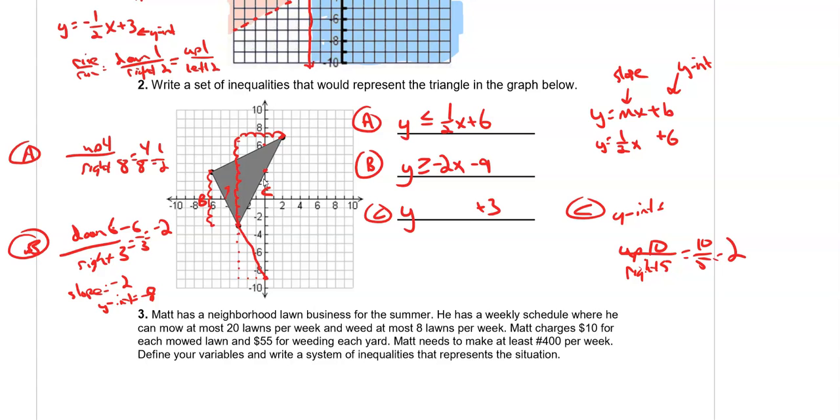So it's y. And which way do you go to get to it? Is it greater than, less than? You go up to shade. So it's y is greater than or equal to 2x plus 3, because that's a positive 2 slope. All right, so that's how you find the three equations from a triangle like that.